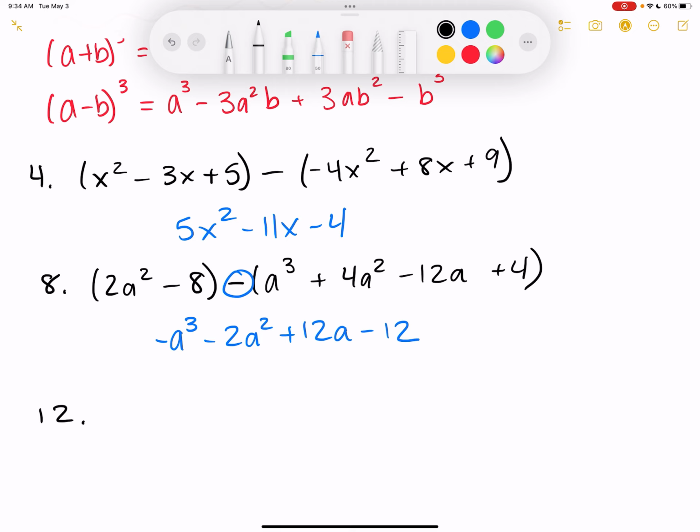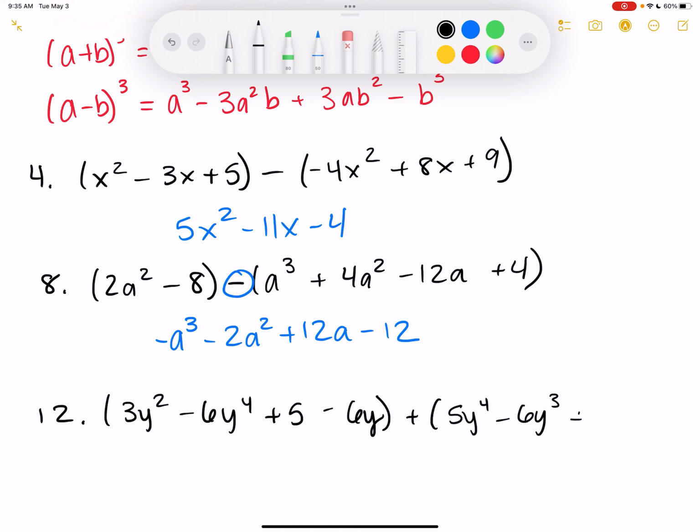I don't like that. All right, 3y squared minus 6y to the 4th plus 5, minus 6y plus 5y to the 4th, minus 6y cubed plus 4y. Do you have to change it to standard form before you multiply? I mean, not multiply. But I don't have to, but the end result has to be in standard form.